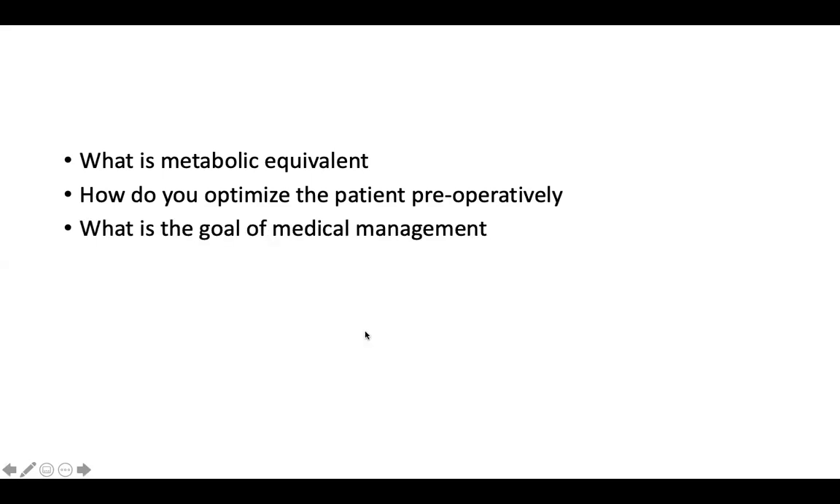Okay. So, what is the goal of the medical management for this patient? The goal is to maintain a heart rate of less than 60, about 60 to 70, sir. Okay. And tachycardia is avoided pre-op also. So it is not only the heart rate, it is also the blood pressure.